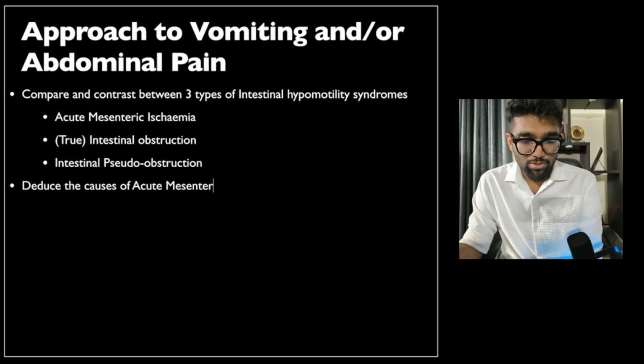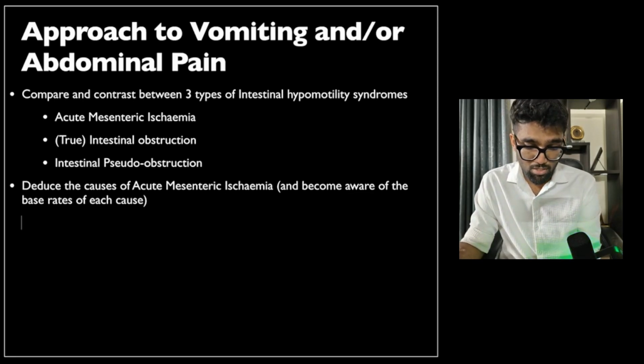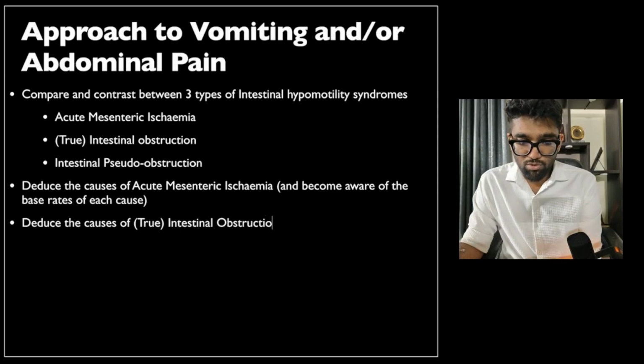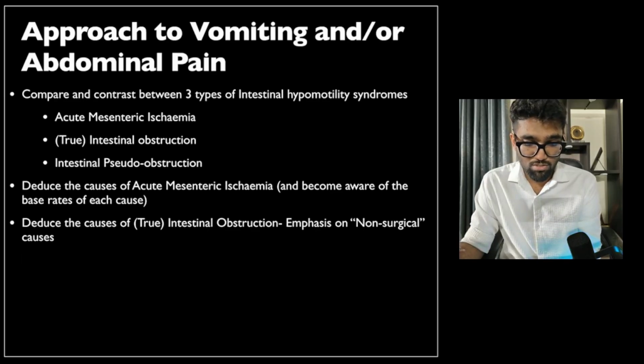Now, then we'll try to deduce the causes of acute mesenteric ischemia, and along the way, we'll also become aware of the base rates of each of these causes so as to be able to predict clinically what the likelihood of a particular cause is. Then we'll try to deduce the causes of true intestinal obstruction with an emphasis on quote unquote non-surgical causes.